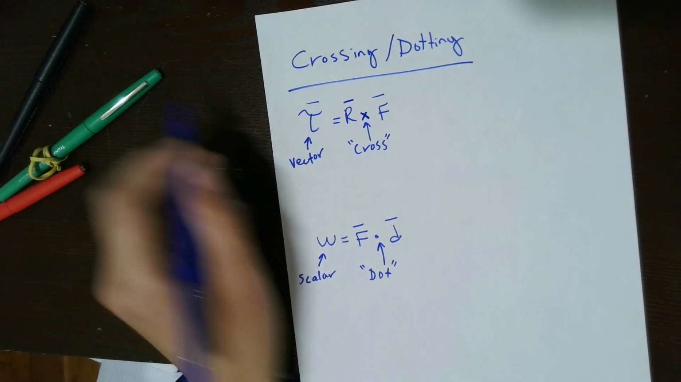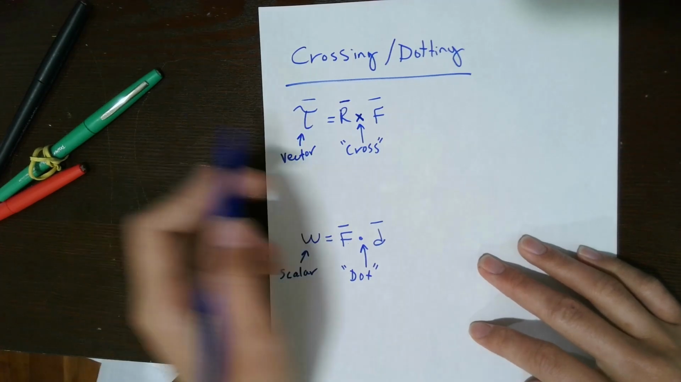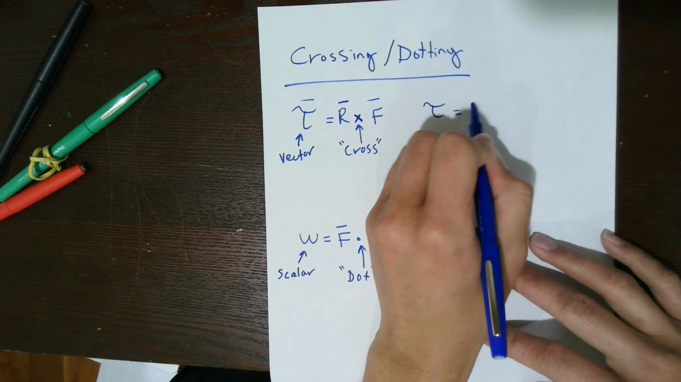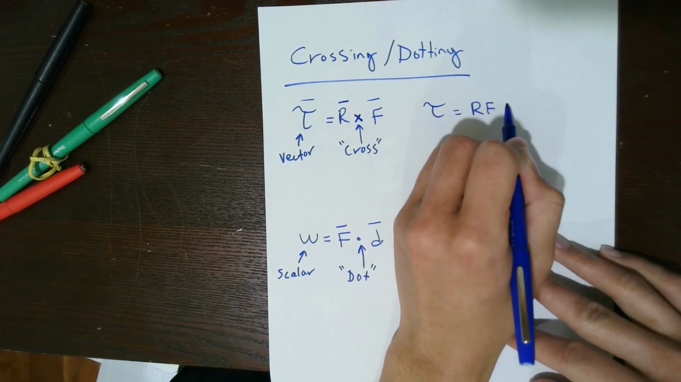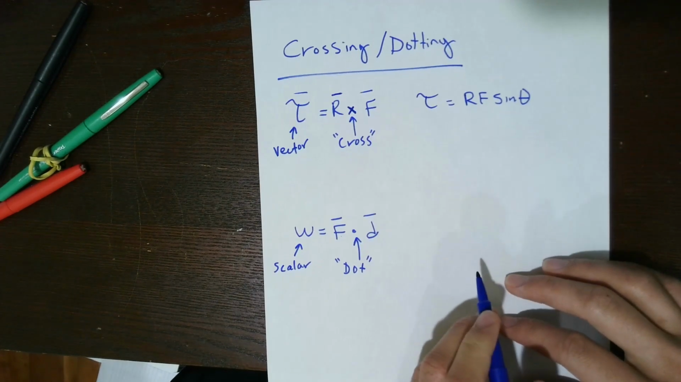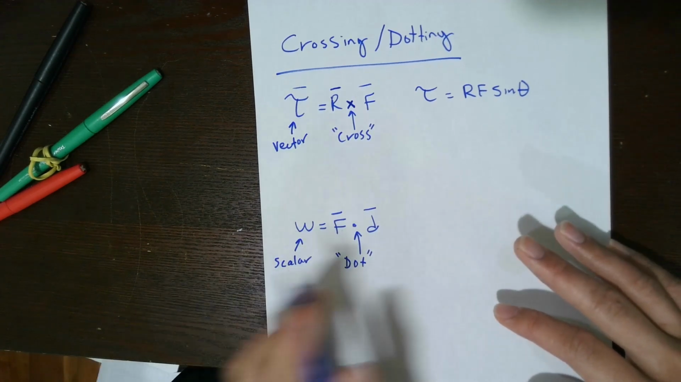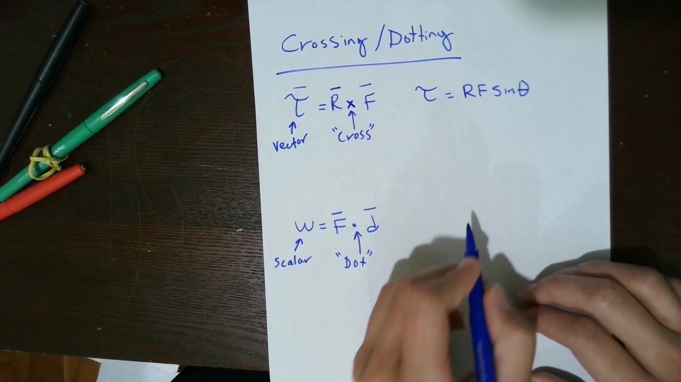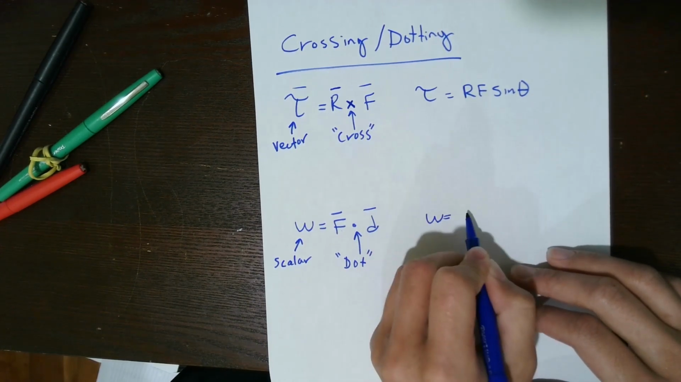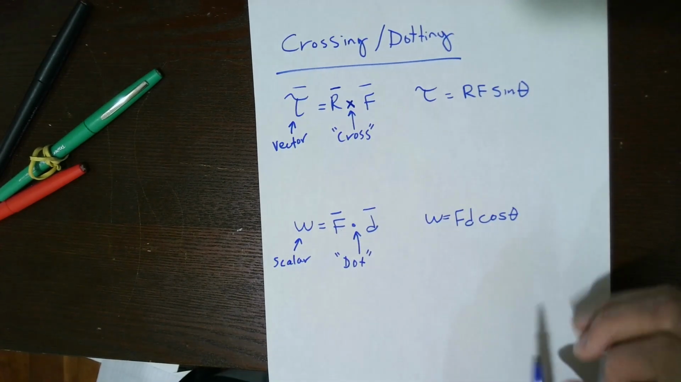So when you cross two things, when you're finding torque, you can either cross both vectors, or you can do R times F and just multiply it by the angle between them, sine theta. Likewise, when you're calculating work, you can take the dot product between them, and I won't go into how exactly you do the dot product or cross product. You either do the dot between them, or you just do work is equal to F times D times the cosine of the angle between them.